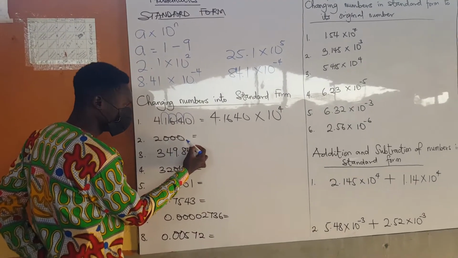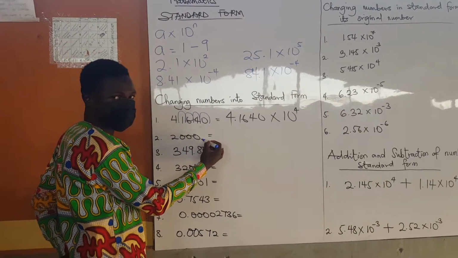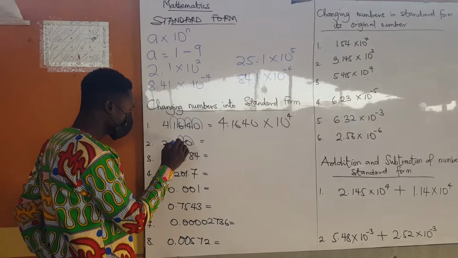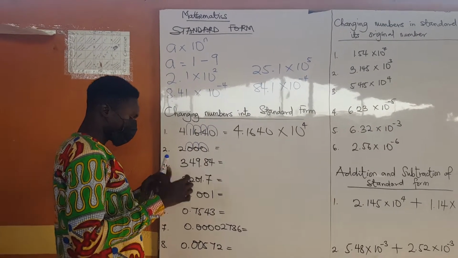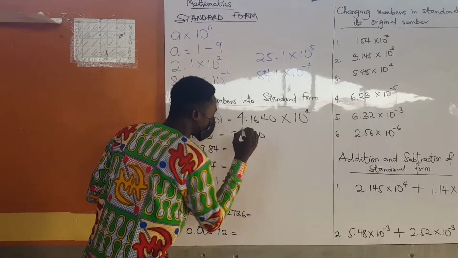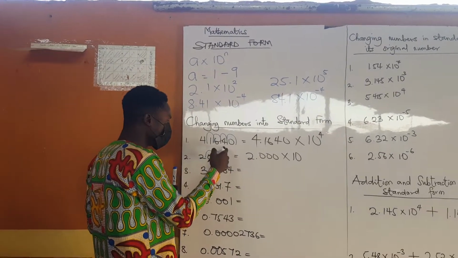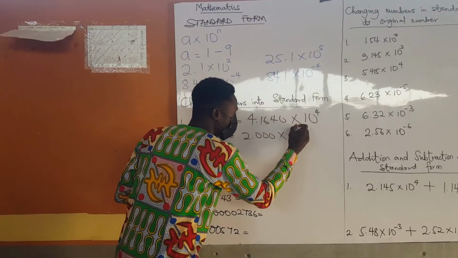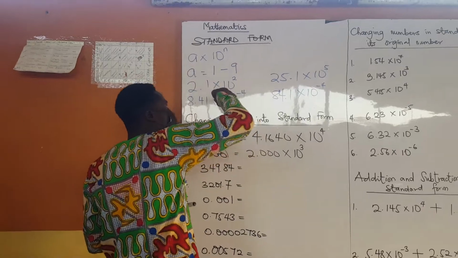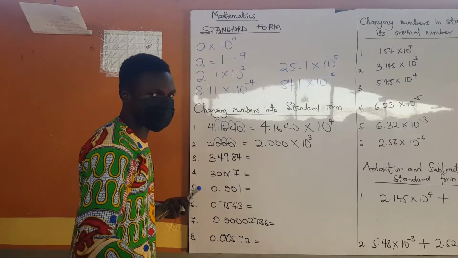We come to this direction. Because there is no decimal point here, we start from this side and move to get a number within that range. So 1, 2, 3. Now I'm having 2.000 times 10 raised to the power... How many times did I move? 1, 2, 3. I moved 3 times, and the movement was done this way, to the left. So if the movement was done this way, the power of 10 becomes positive.